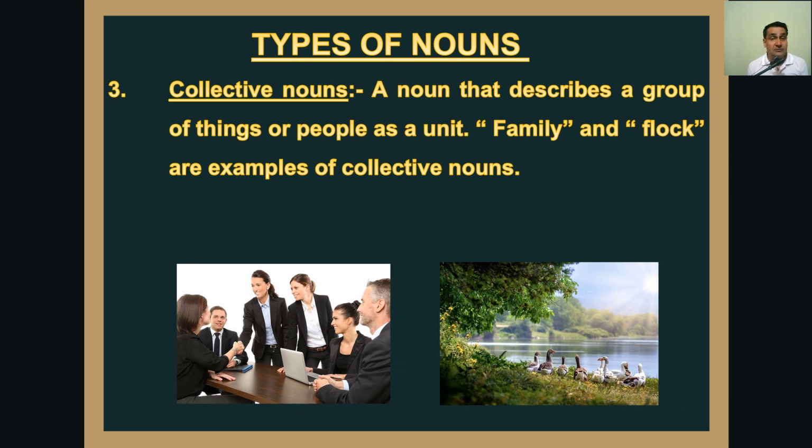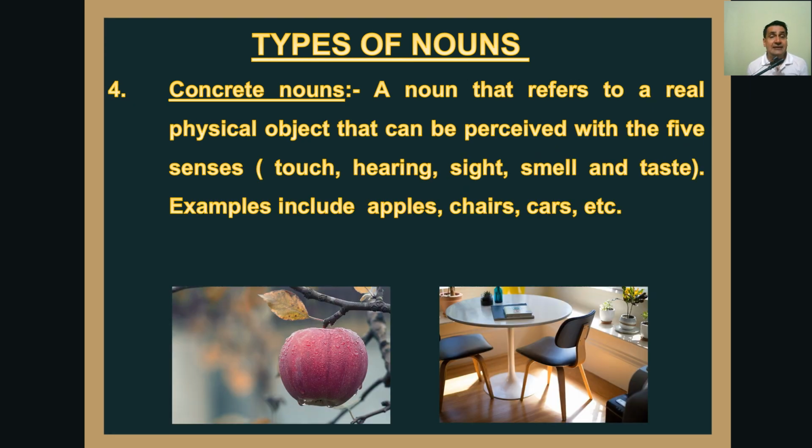Then we have types of noun. The third one will be collective noun, a noun that describes a group of things or people as a unit, like a family, flock, are examples of collective nouns. The next one will be concrete nouns, a noun that refers to a real physical object that can be perceived with the 5 senses, something that we can touch, hear, see, smell, or taste. Examples include apples, chairs, cars.